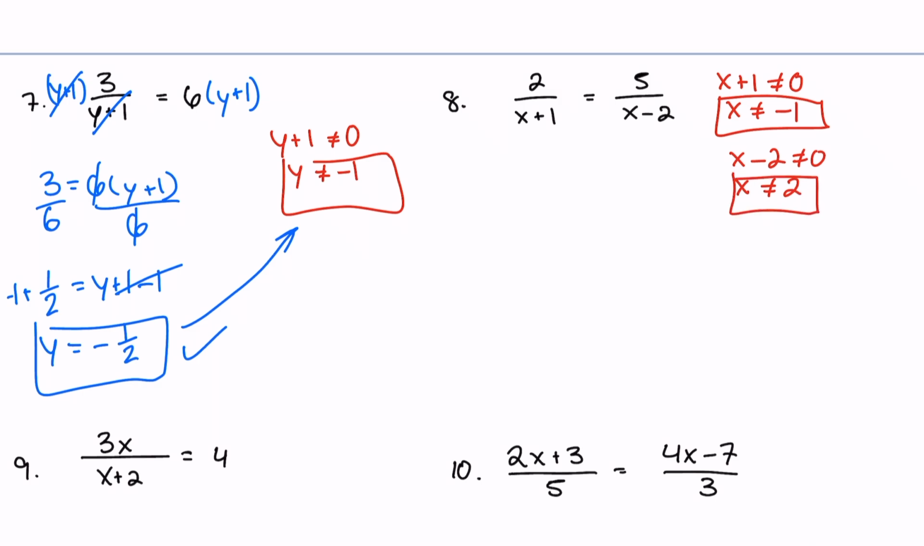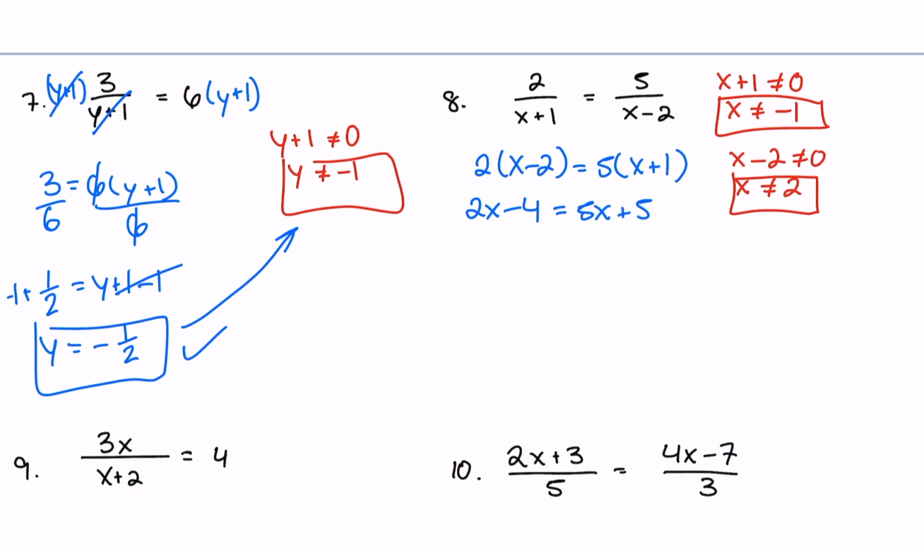Now remember when we have some sort of proportion, so when we have fractions on both sides of the equal sign, oftentimes we can use cross multiplication to simplify. So that's what I'm going to do. So that gives me 2 times x minus 2 is equal to 5 times x plus 1. Now I'm going to distribute and simplify. So 2 times x is 2x, and 2 times negative 2 is negative 4. And that's going to equal 5 times x plus 5.